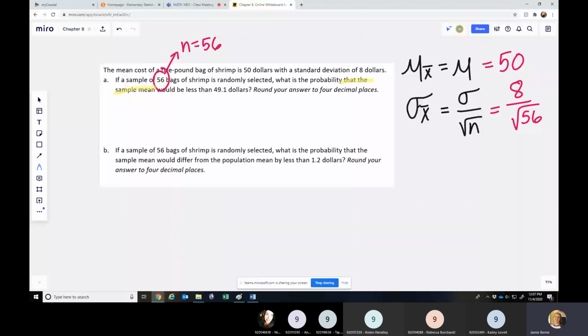All right, so now that I've gotten all my stuff down, I've got the sample size, I've got the mean, I've got the standard deviation. Now I can go in here and calculate this probability. So I'm going to go ahead and draw my picture.